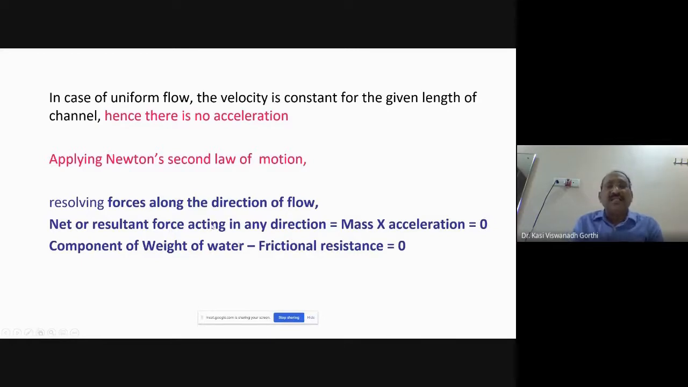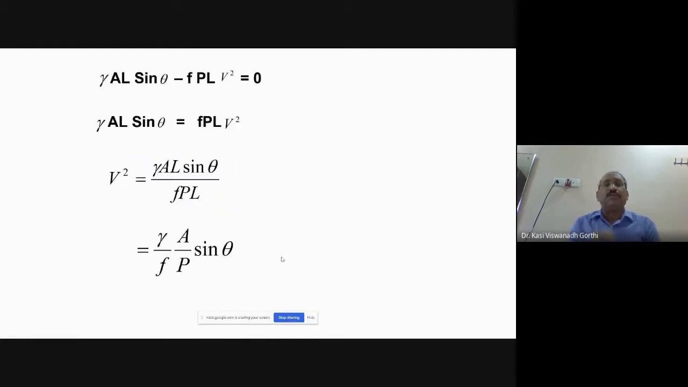So the net or resultant force would be the component of weight of water minus the frictional resistance, which must be equal to 0. The component of weight of water, we have already quantified as gamma A L sin theta, where gamma is the unit weight or specific weight of water, A is the wetted area, and L is the length. A into L gives you the volume of water within the control volume, multiplied by unit weight gamma gives you the weight of water acting vertically downwards, multiplied with sin theta, the component of that weight acting along the flow direction. Similarly, F is the frictional resistance per unit area per unit velocity. F into P L into V square gives you the total frictional resistance opposing the motion.